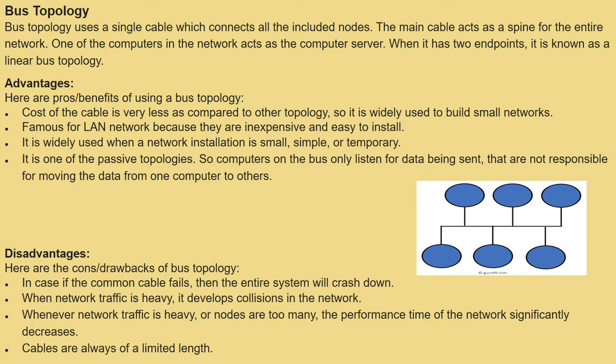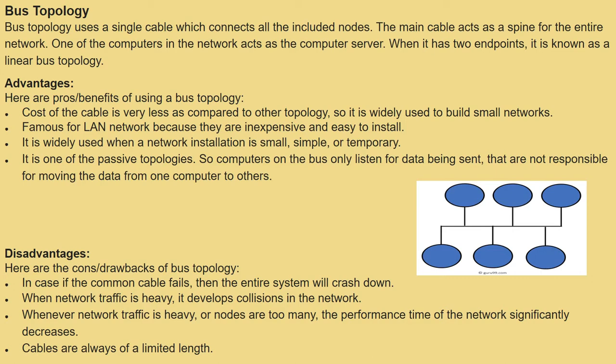When network traffic is heavy, it develops collisions in the network. Whenever network traffic is heavy or nodes are too many, the performance of the network significantly decreases, and cables are always of a limited length.